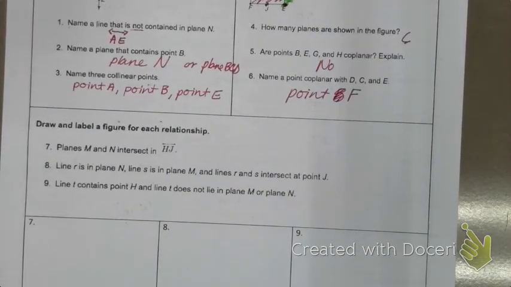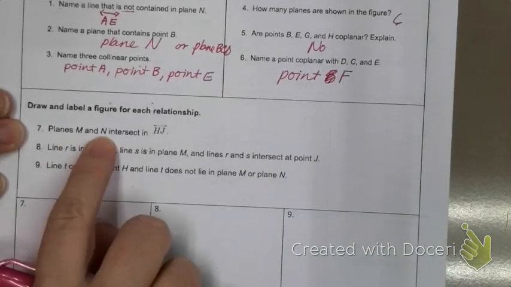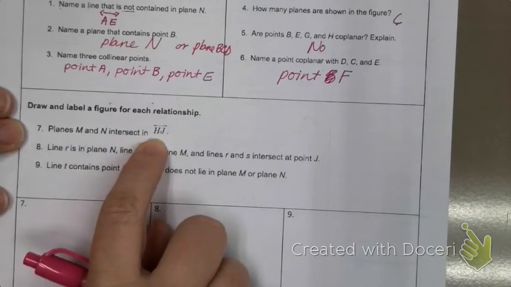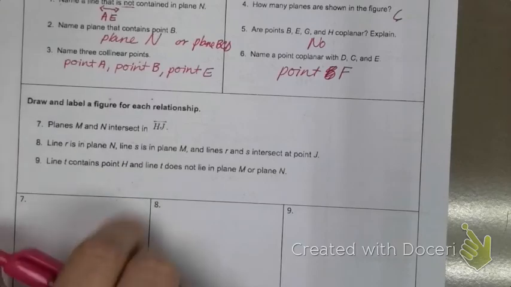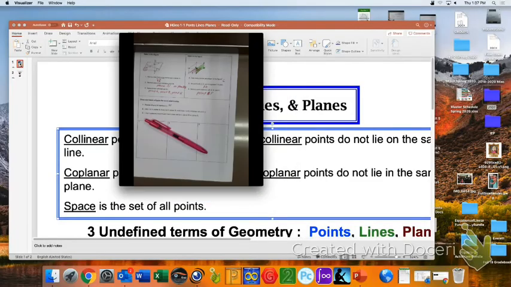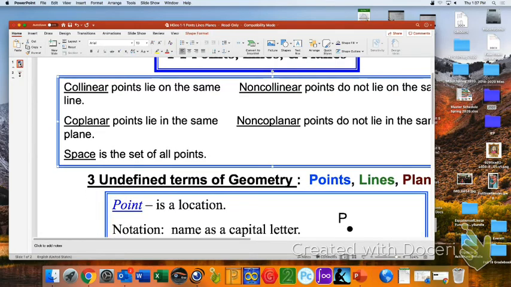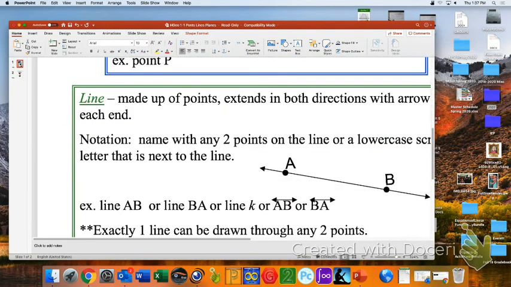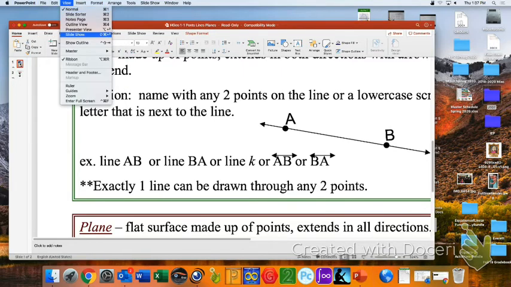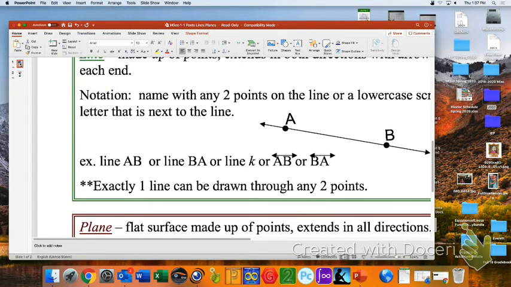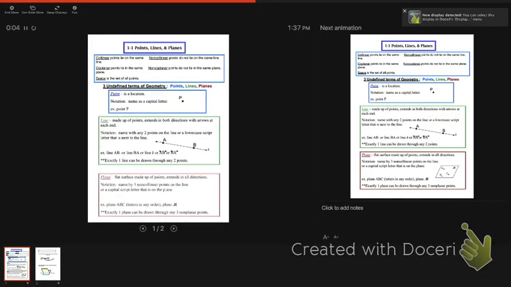All right, now before we draw these, draw planes M and N that intersect in line HJ. I want to show you a visual really quick. So I'm going to go back to my favorite PowerPoint, which I do like the PowerPoint, but let's see if the show will show up better on this one. Okay, let me get past these guys.